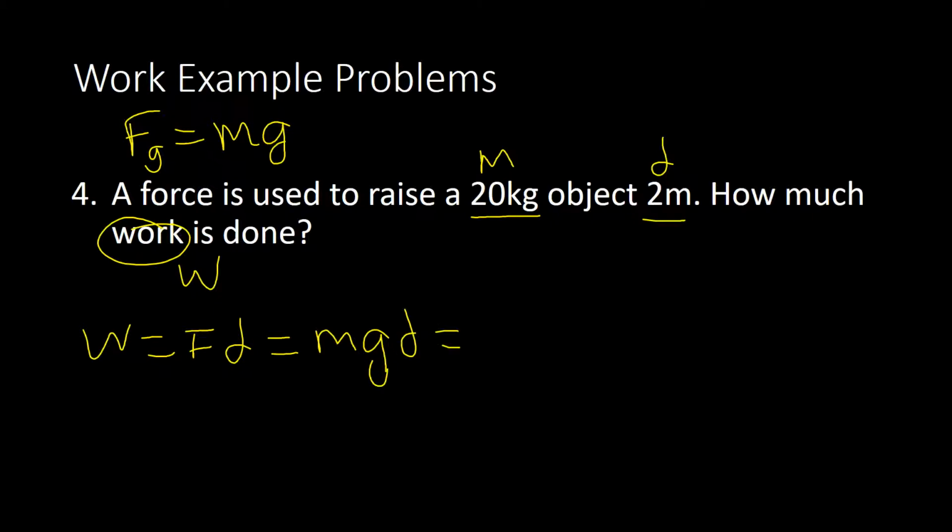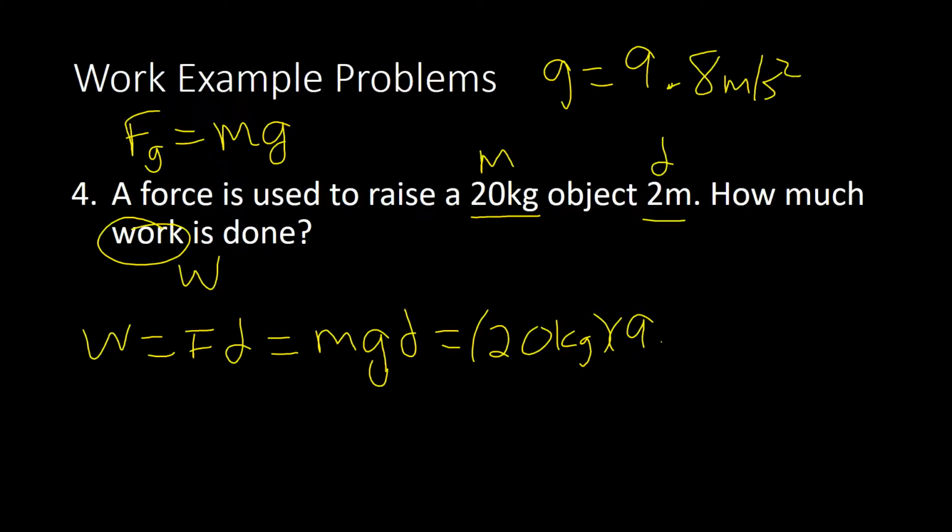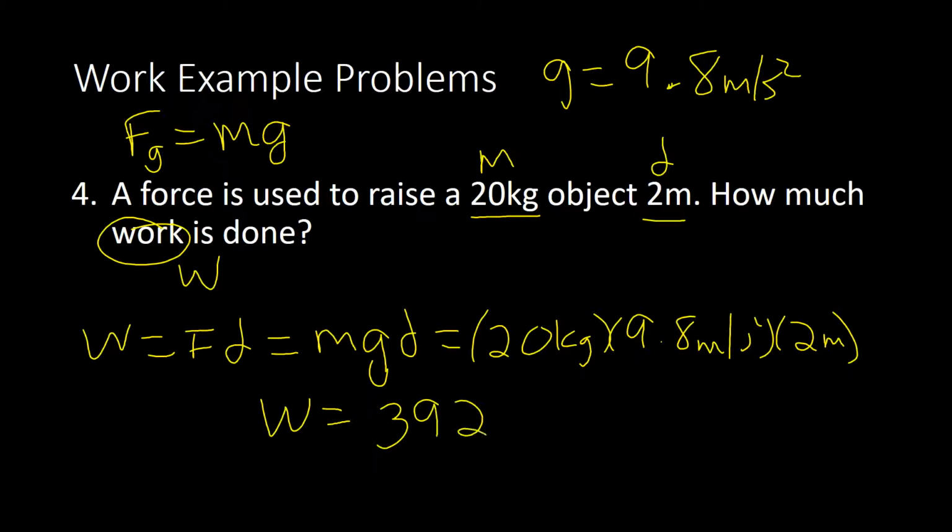Remember that on Earth, g is 9.8 meters per second squared. So that gives me 20 kilograms times 9.8 meters per second squared times 2 meters. Okay, and then I put all of that into the calculator. What I end up with is a W of 392 joules.